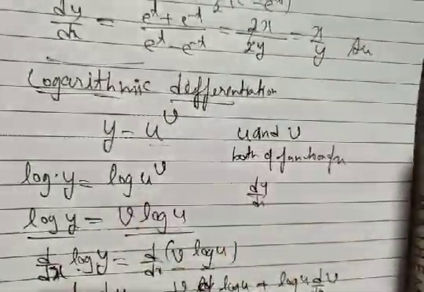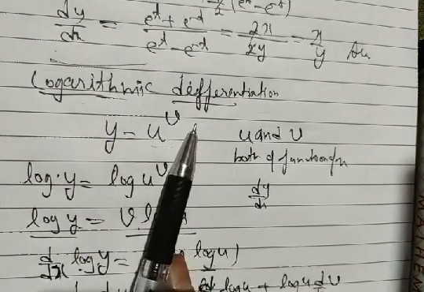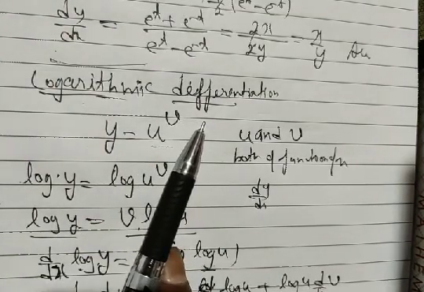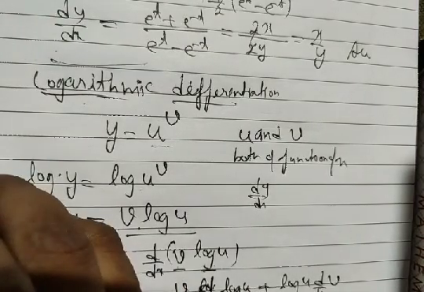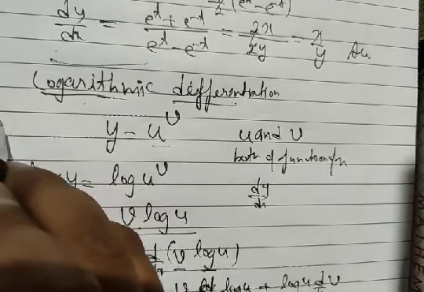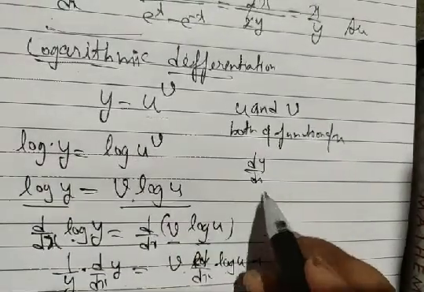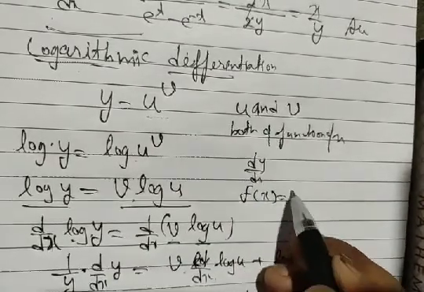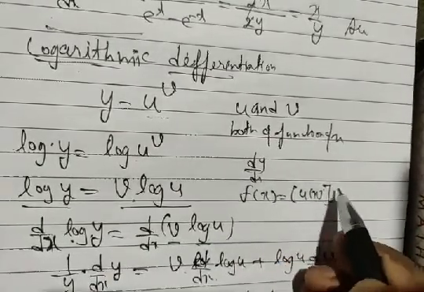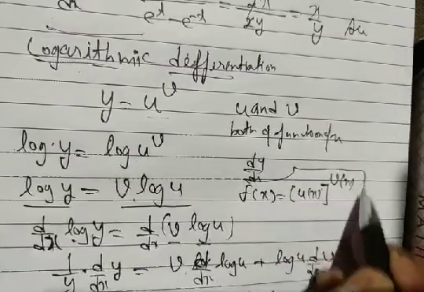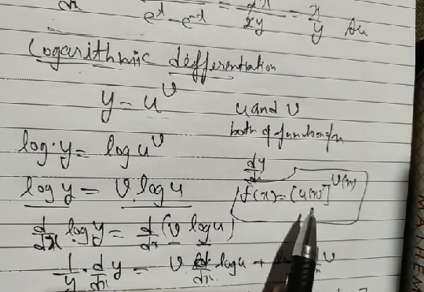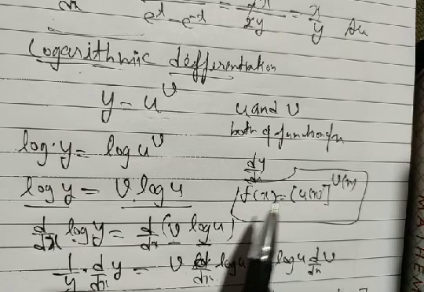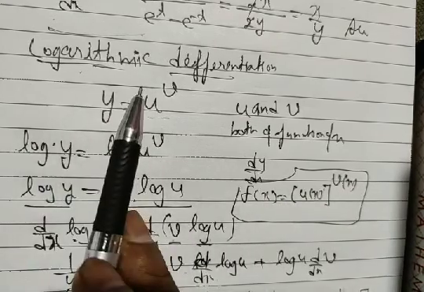We use logarithmic differentiation when the function is of the form, just suppose, f(x) is given by u to the power v, or u(x) to the whole power v(x). When we have a function like this, where u and v are both functions of x, we use logarithmic differentiation.